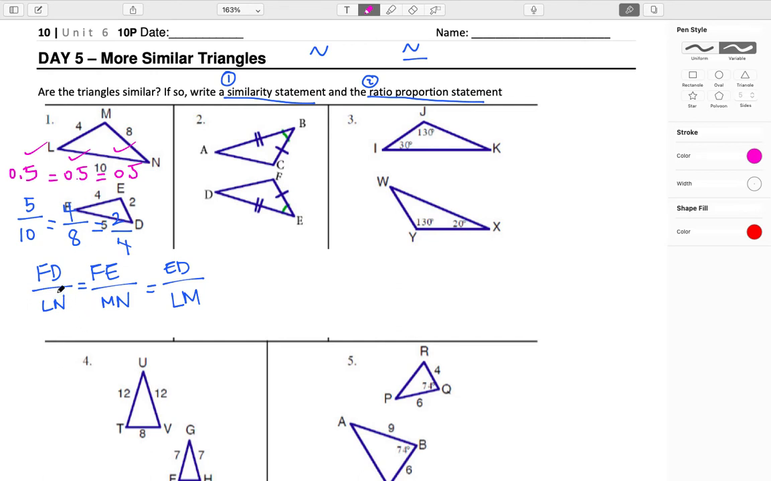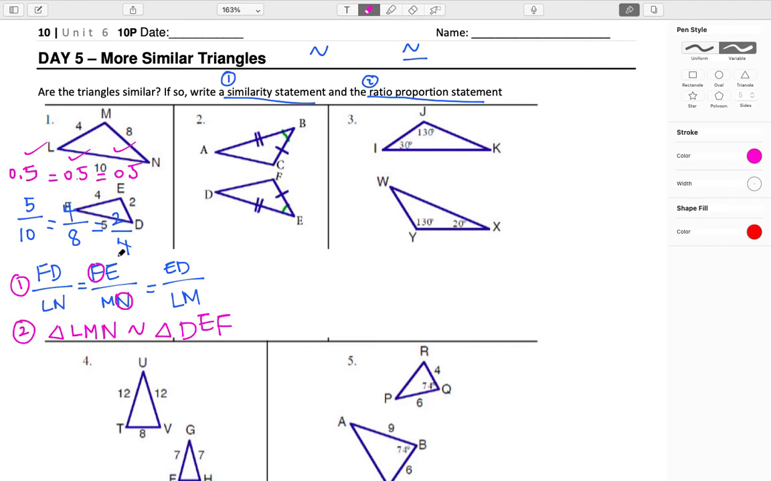So we could say that triangle LMN is proportional to, or similar to, so angle L is the same as angle D, and angle M is proportional to angle E. And angle F is proportional to angle N. Like that. So the first one is the ratio proportion statement, and the second one is the similarity statement. So yes, they are similar.